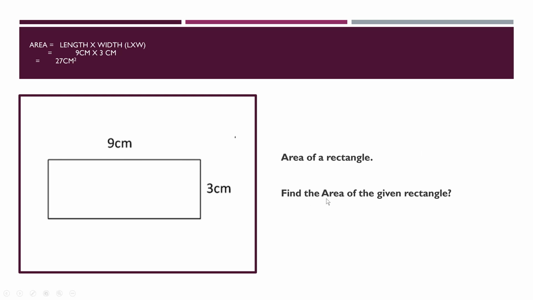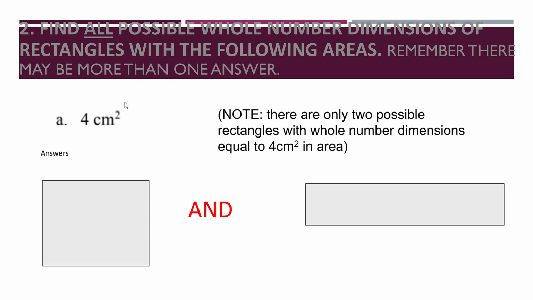Find the area of the given rectangle. Well, the answer is up here, 27 centimeters squared. How do we get that? We multiply 9 by 3, and when we wrote the answer, which was 27, we put a small 2 at the top, exponents. Okay.